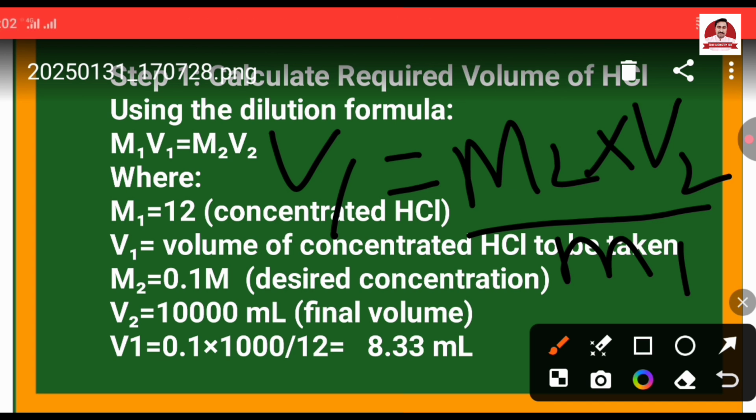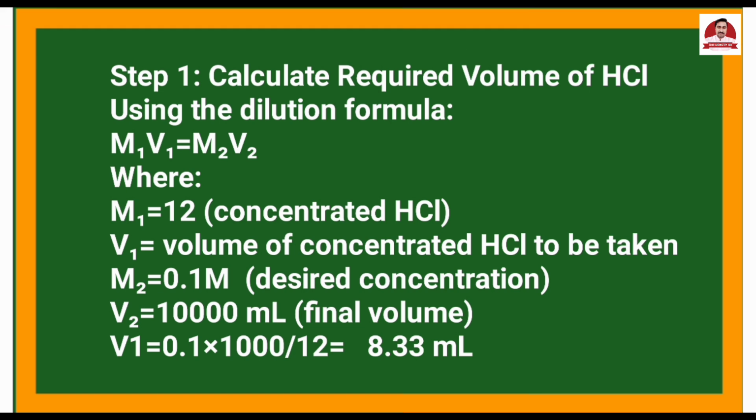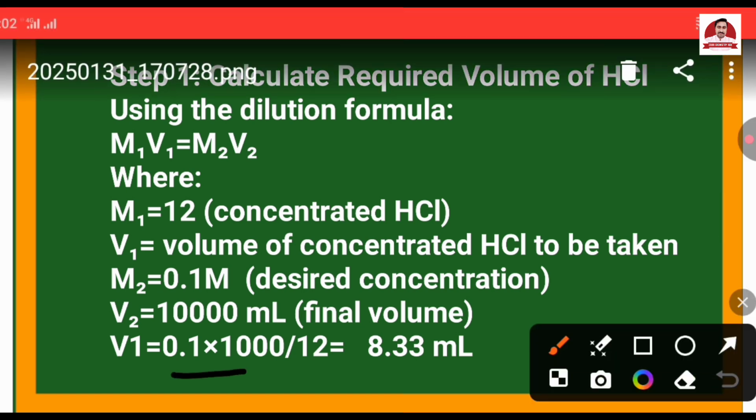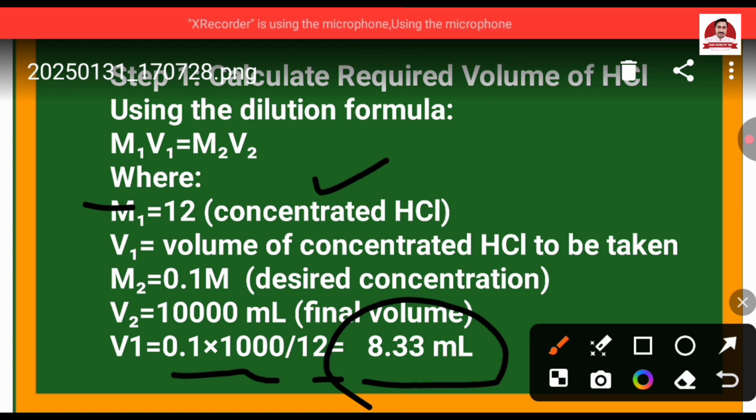and by putting their values we get 0.1 as M2, 1000 as V2, and 12 as the concentrated hydrochloric acid molarity. After multiplying and dividing these values, we get 8.33 milliliter of hydrochloric acid which we have to use for making the 0.1 molar solution.